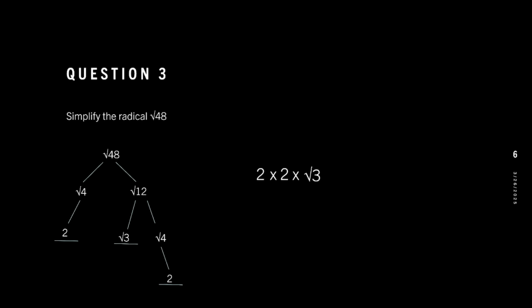Now we're going to multiply all 3 of these numbers. So we have 2 times radical 3. And you will get 4 radical 3, right? 2 times 2 is 4. And 4 times radical 3 is 4 radical 3, or 4 square root of 3. So that's going to be your answer.